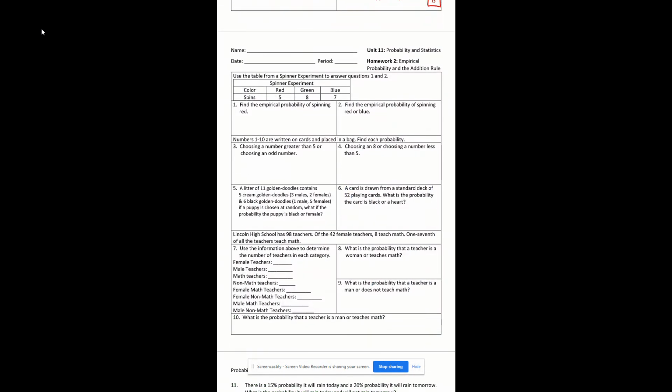Now, your homework tonight is going to be numbers 1 through 10. You're going to have to really look at number 7. That's going to be the one that you have to do your own chart on. So again, good luck with this. The front side only is your homework, 1 through 10, due on Friday.